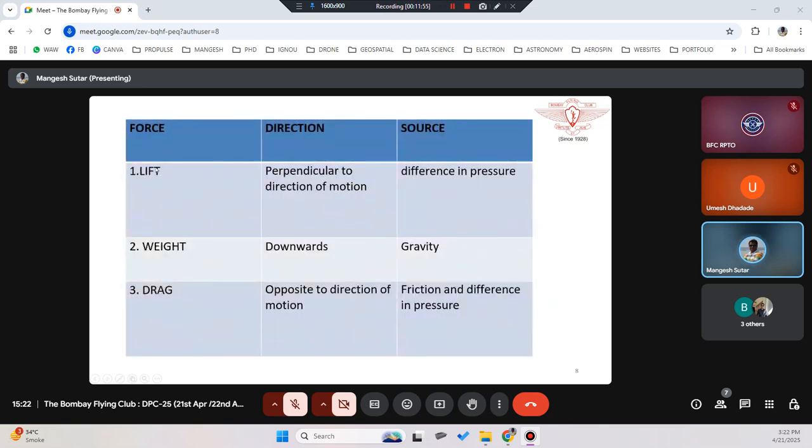Okay, so lift, again we talk about the lift. Lift is perpendicular to the direction of motion, caused by the difference in pressure, whereas weight is always downward, that is called gravity. Because of gravity the weight will always force downward. Drag is opposite to the direction of motion. Friction and difference in the pressure will cause drag on the body. Okay, so these are the three forces which will affect the motion of the aeroplane as well as the flying of the aeroplane.